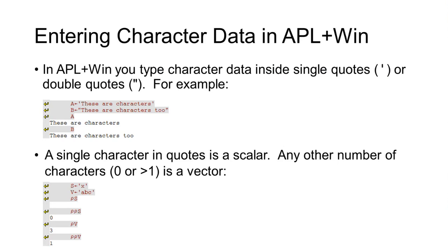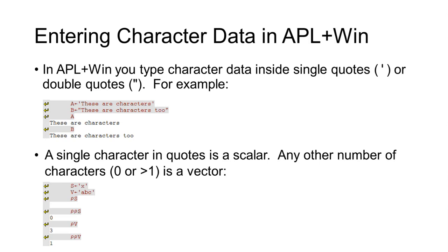Okay. So nobody needs to see this, but just to be complete, I put this in here. Character data entered in Apl+Win is entered inside of either single or double quotes. As the example shows, we can have a single quoted character vector, or using double quotes, we can do that. And a single character inside of these quotes is a scalar value. In other words, a scalar which has a rank of 0. Any other number of characters, be it 0 or greater than 1, is a vector.